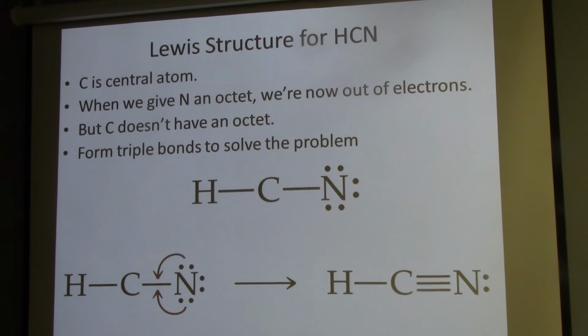So you only form double and triple bonds when you're out of valence electrons and the central atom doesn't have an octet. You never form double bonds just because they look cool. You only do them out of necessity.